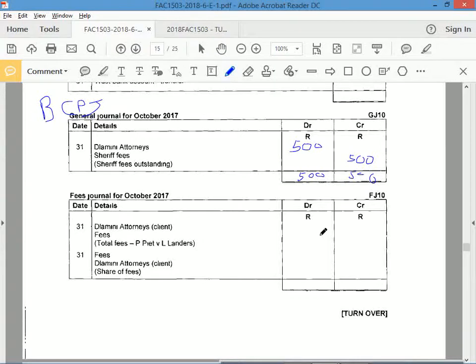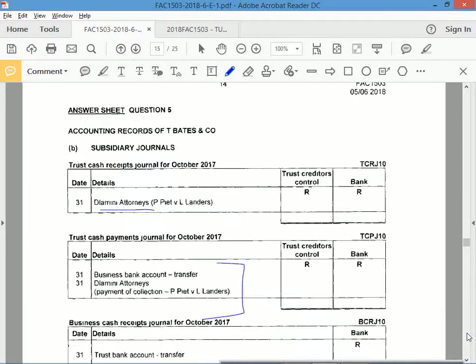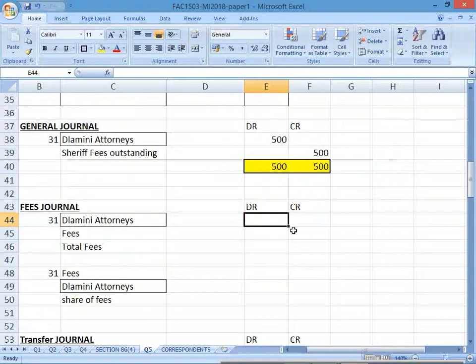There's our fees journal, and let's show the total. 7122. Okay, then the fees would be that share, the share of the fees. What was the share of the fees here? 2374. Okay, so let's show that in our workings.